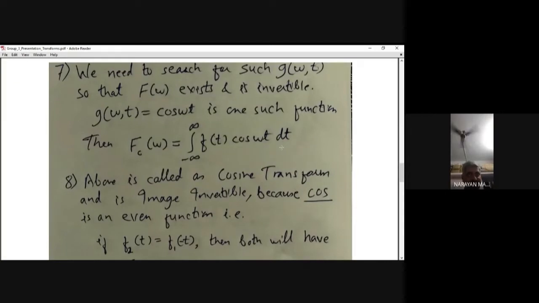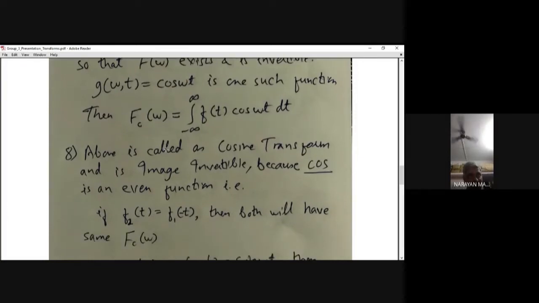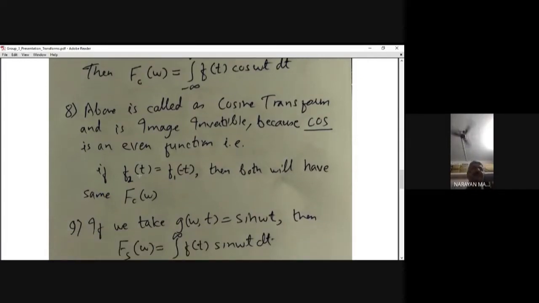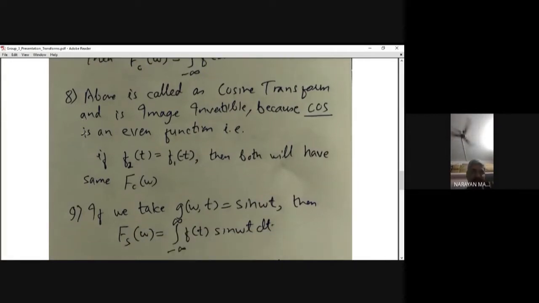The answer is partly yes. Multiple f(t)'s will not lead to the same Fc(omega). But if f(t) transforms to Fc(omega), then if f2(t) is equal to f1(-t), both will have the same Fc(omega), because cos is an even function. Therefore, the cosine transform itself is not invertible. It is not a many to one transformation; it is a 2 to 1 transformation. But as it is a 2 to 1 transformation, it is not invertible because it leads to two possibilities.